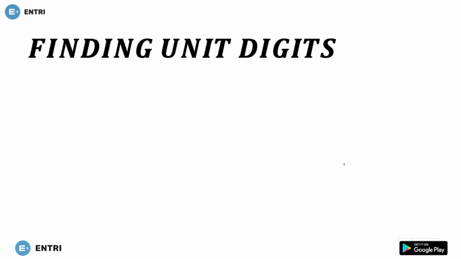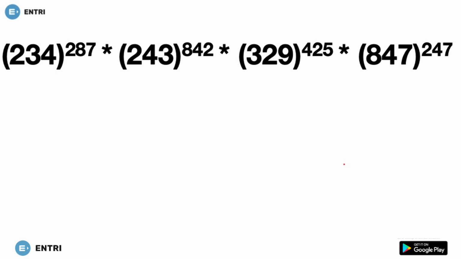Now we'll be finding the unit digits. See, for finding the unit digits I have a trick for you. For example, in this question you can see 234's power 287 is there. Now we know that clearly we are not going to multiply 234 287 times. No, it's not possible. For these type of questions, we have a very simple concept. And what's that? Just take the last 2 digits of the power given and divide it by 4. How? I'll tell you how.